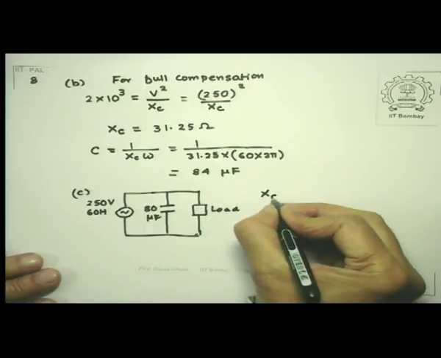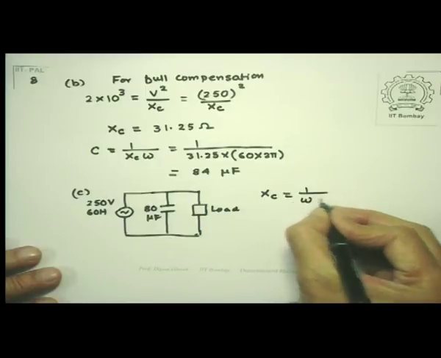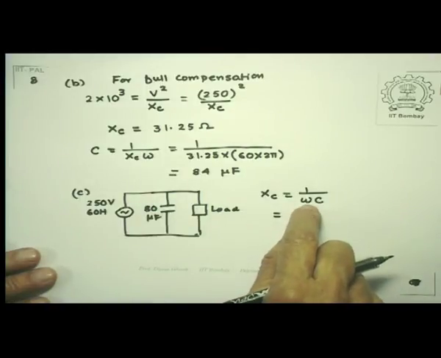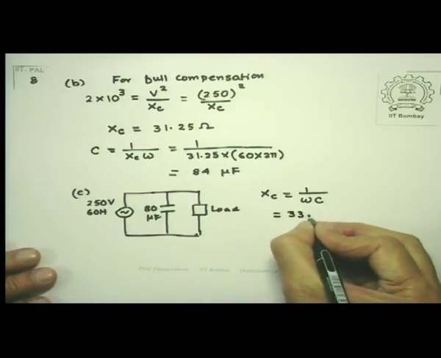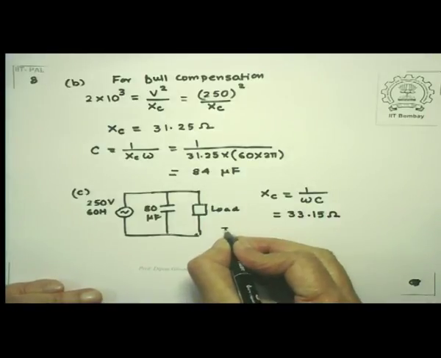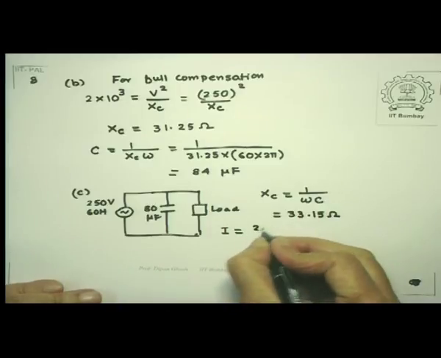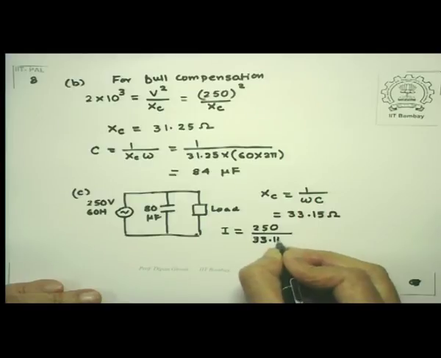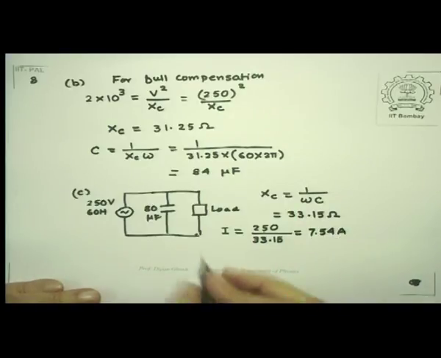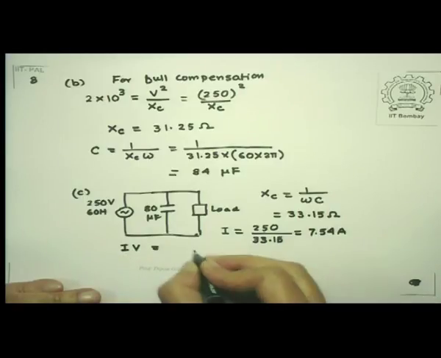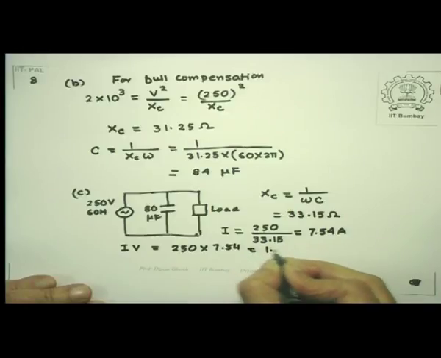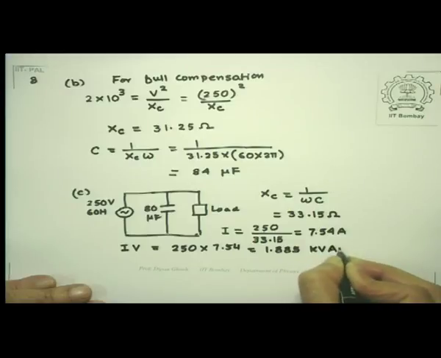Now the capacitive reactance corresponding to 80 microfarad, you can easily calculate, it's 1 over omega C. C is 80 into 10 to the power minus 6. So put those numbers, omega is 2 pi into 60, you will get 33.15 ohms. Remember, it's slightly more than this. So the current that is being drawn is 250 divided by 33.15. This is the capacitive current that is being drawn, which is 7.54 ampere. If you multiply this with V, I times V, so this is 250 multiplied by 7.54, and if you work it out, it works out to 1.885 kilovolt ampere reactive.